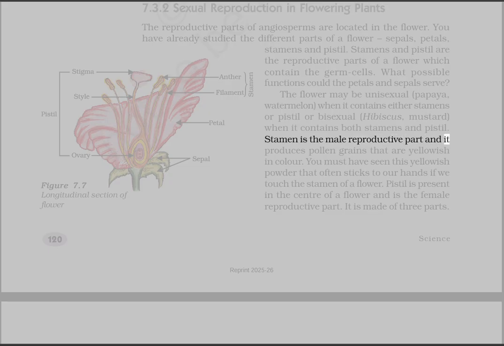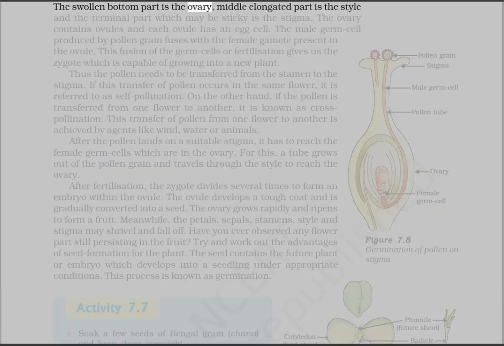Stamen is the male reproductive part and it produces pollen grains that are yellowish in color. You must have seen this yellowish powder that often sticks to our hands if we touch the stamen of a flower. Pistil is present in the center of a flower and is the female reproductive part. It is made of 3 parts. The swollen bottom part is the ovary, middle elongated part is the style, and the terminal part, which may be sticky, is the stigma. The ovary contains ovules and each ovule has an egg cell.